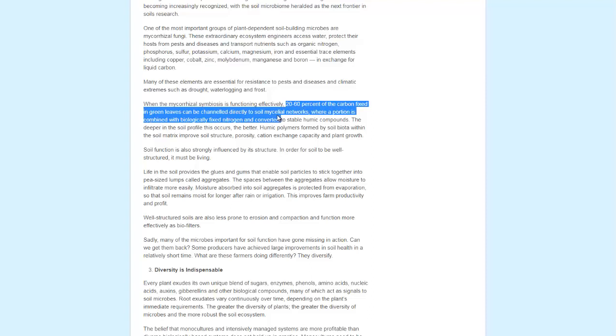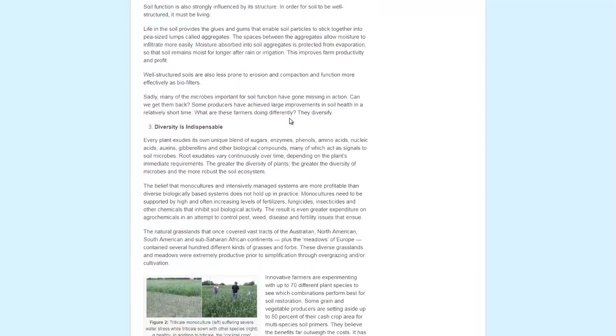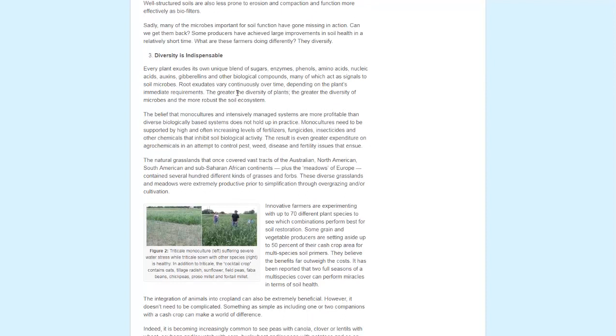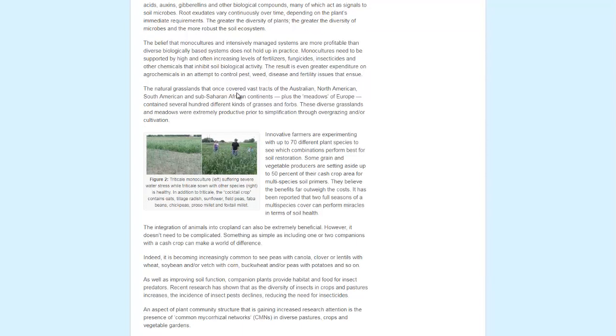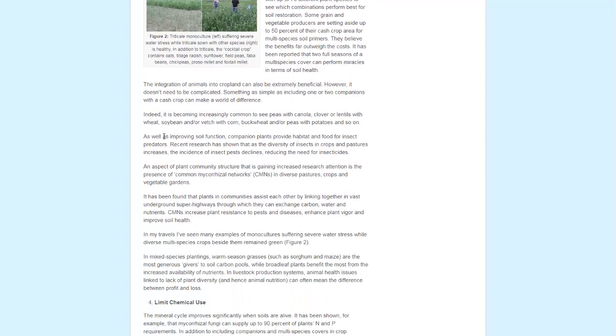20 to 60% of the carbon is fixed in the green leaves, but then it's channeled to the soil mycelial networks, which are the networks of beneficial bacteria and fungi in the soil. Diversity is indispensable. Again, different plants produce different chemicals, thus propagating different types of microbes. They talk about hundreds of species were found in the native prairies and meadows, but now about 70 species can be used on soil restoration, and after 2 years of this diverse life on the soil, farmers have seen huge improvements.